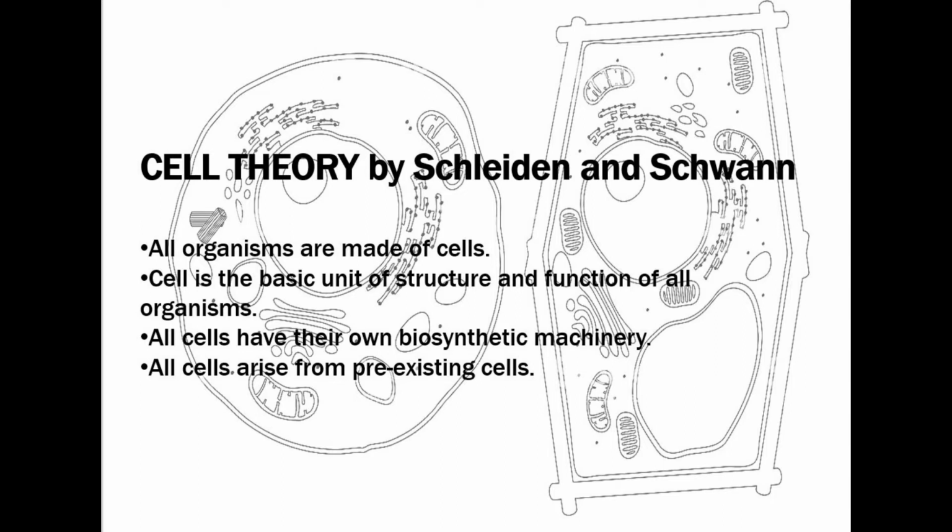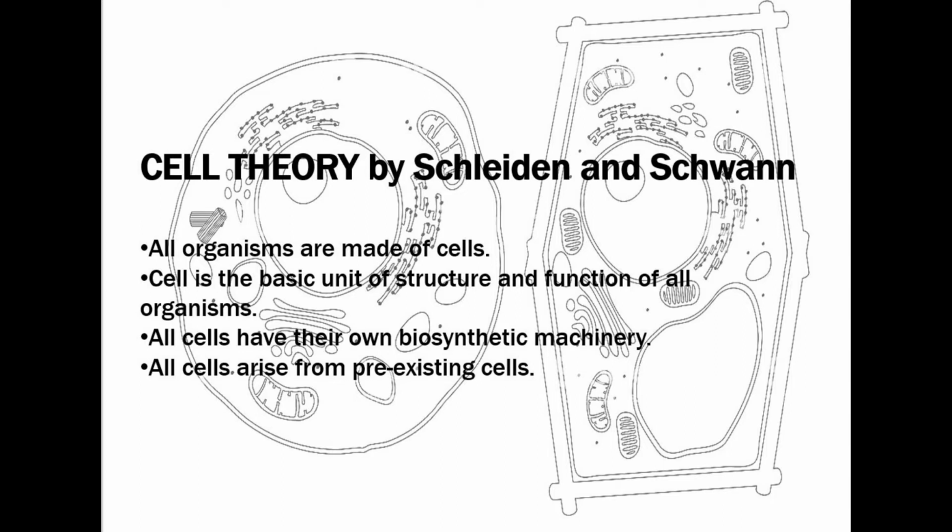Just what I told you a few minutes ago, that this is the basic unit of structure and function as well. If you divide a cell, the living organism cannot function. Third tenet: all cells have their own biosynthetic machinery. All cells have their own machineries inside them so that they can work properly, and we will be reading all those in upcoming slides as well. We'll be showing you how the cell works and everything, so stay with us.